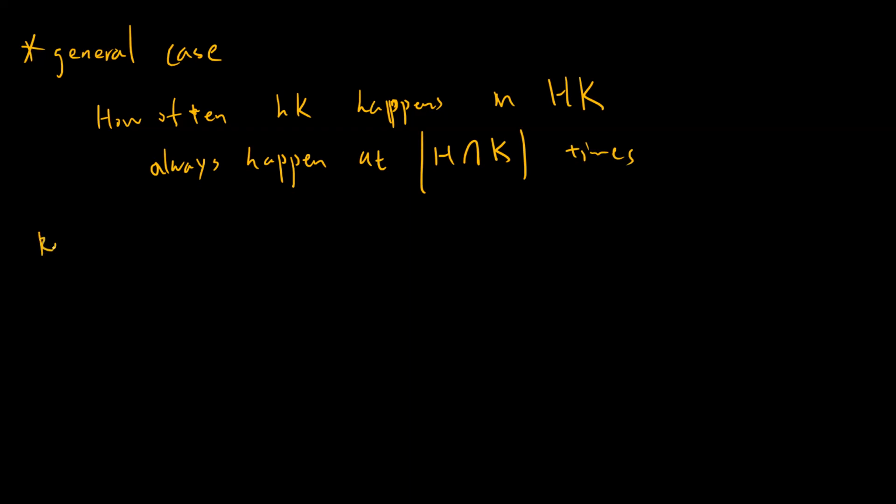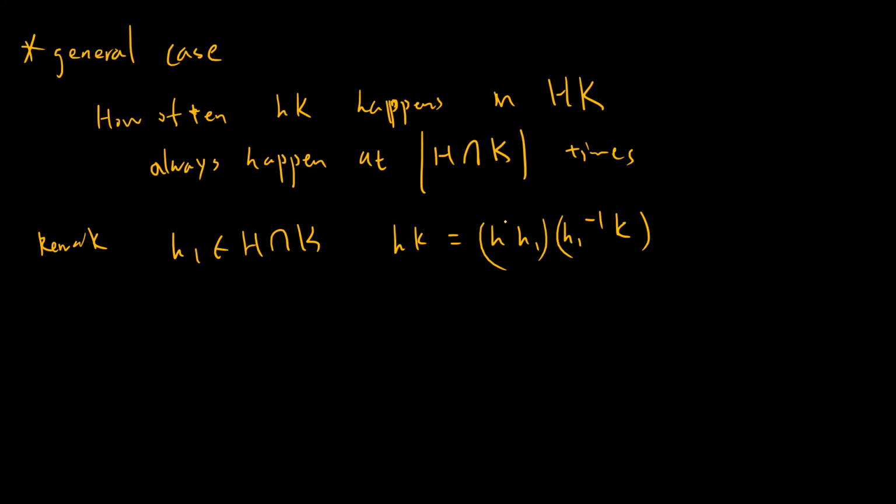Okay, so the remark, just see the remark. Let's say H1 is in H intersection K, then your hk will be h H1 H1 inverse k, right? But this is H1, this is in H, and this is H1 inverse, which is indeed in K, right? So this is in H, and this is in K, right? So from here you see that hk will be duplicated |H intersection K| times, by definition, because you can take any H1 and times h, and then you can take any H1 inverse times k, okay?